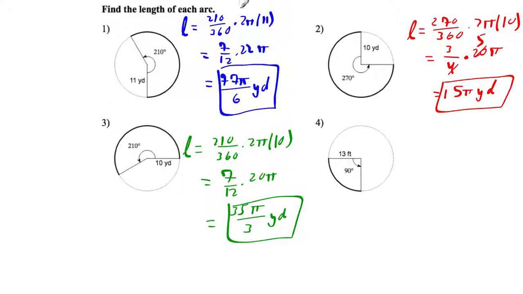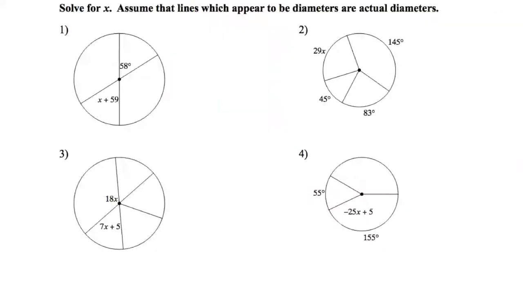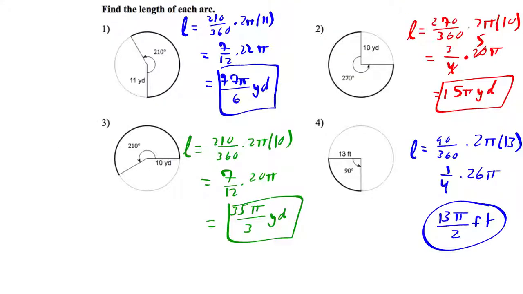And then finally for this one down here, that's 1/4, so no surprise that 90 over 360 reduces to 1 over 4. So we get 1/4 times 26 pi, and so this becomes 13 pi over 2 feet. So those are some arc length questions, so make sure you're comfortable in doing those.